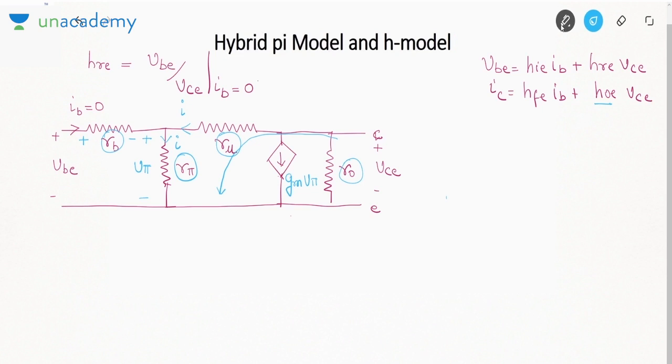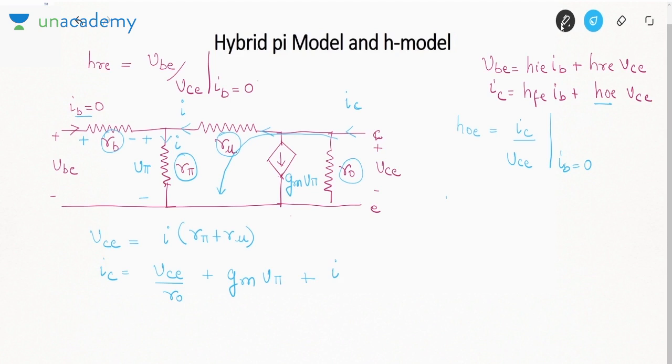So now if I write down HOE, it is IC over VCE when IB is 0. This current is basically IC. We just now saw what VCE is. VCE was nothing but I into R pi plus R mu. Even now IB is 0. So what about IC if you apply KCL? It is VCE by R naught plus GM V pi plus I. I have just applied KCL.